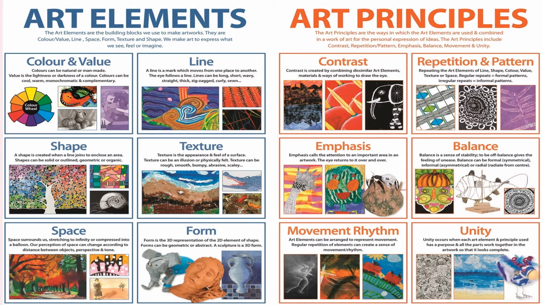Before we proceed on our lesson in arts, let's have a look back on the elements and principles of arts. For the art elements, we have the color, value, line, shape, texture, space, and form. While the principles are the contrast, repetition and pattern, emphasis, balance, movement or rhythm, and unity.